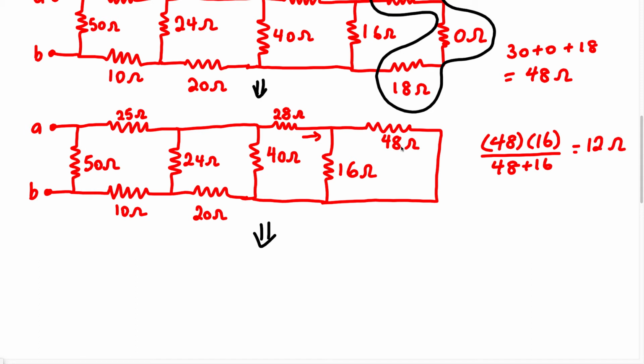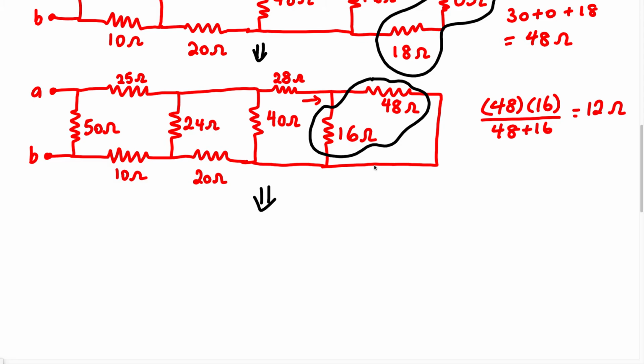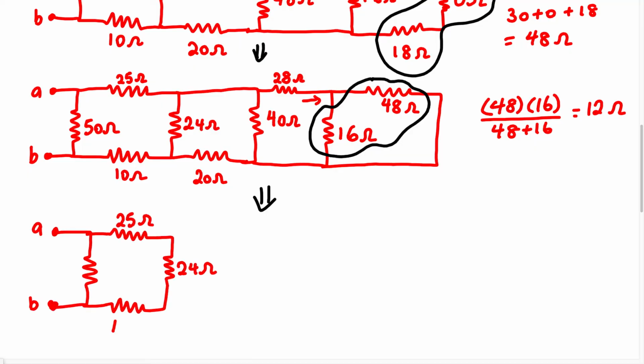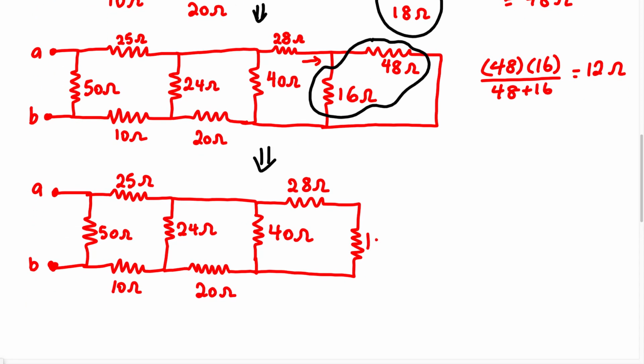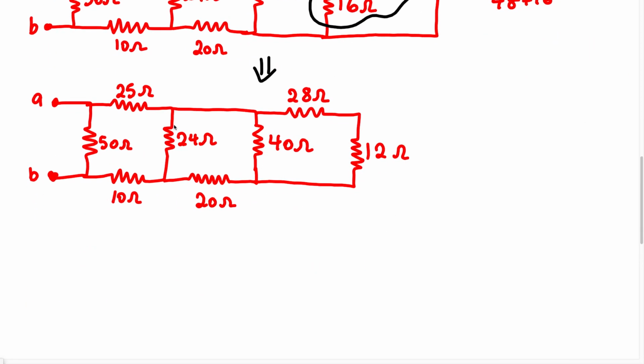So now let's redraw this circuit diagram now that we have found the equivalent resistance for these two resistors. We know this resistor here is the equivalent resistance of these two resistors that are in parallel, and that's going to give us 12 ohm. So we have 12 ohm here. Now let's simplify this further. We know these two resistors are in series, so we can say 28 plus 12, that's going to give us 40 ohm. So we just found the equivalent resistance for these two resistors.